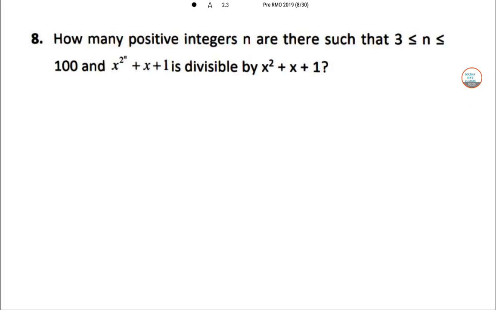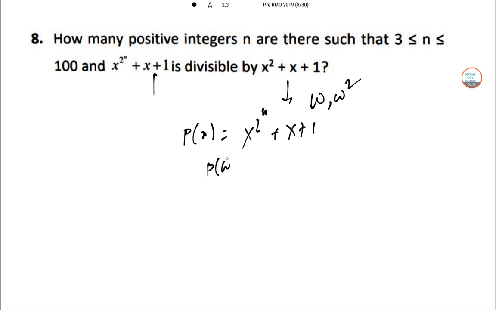Now the next question is: how many positive integers n are there such that 3 is less than or equal to n, which is less than or equal to 100, and x to the power 2n plus x plus 1 is divisible by x square plus x plus 1. So observe the roots of x square plus x plus 1 are omega and omega square. So that is p of x.